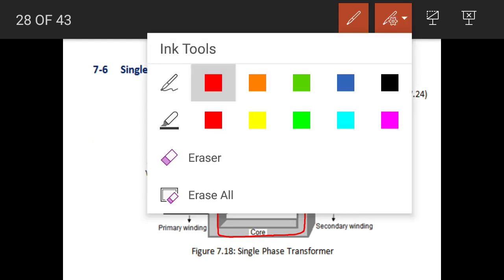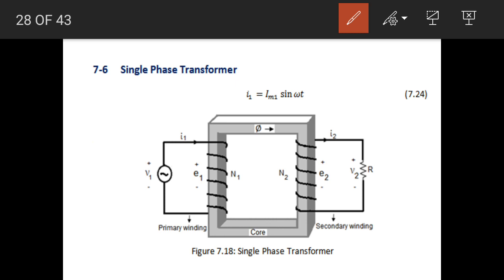We apply an AC voltage across the primary winding. There will be an AC current in the primary winding. We know that the AC current varies sinusoidally, so the current in the primary winding will be equal to Im1 sine of omega t. You see, this current will generate a magnetic flux of phi Weber. The current in the primary winding will generate a magnetic flux of phi Weber.